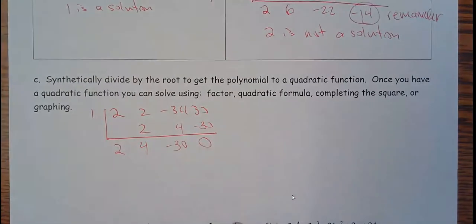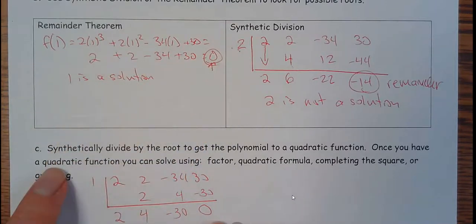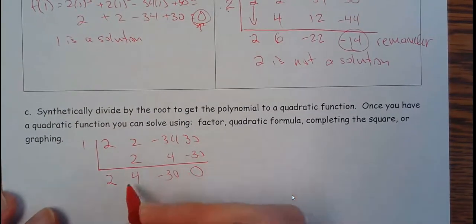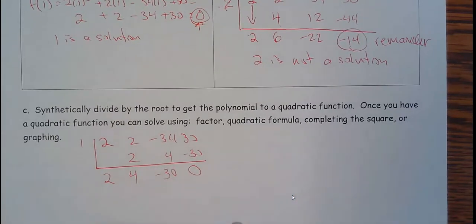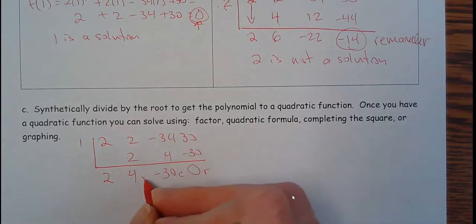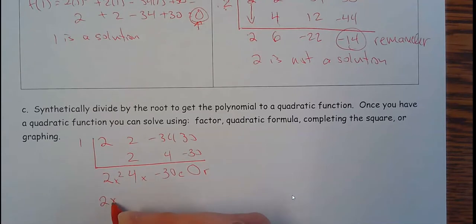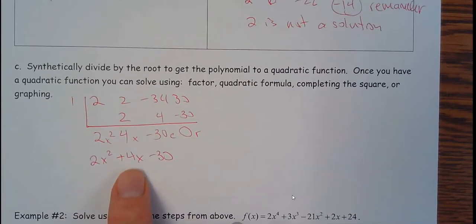Add straight down, I get 0, which is good because that's confirming what we found up here. Both ways say that 1 is a root. But the reason I did that is that these resulting coefficients form a new polynomial. So this is the remainder, the constant, the x, and the x squared. I got 2x squared plus 4x minus 30 left over. If I can factor that, I can find the rest.